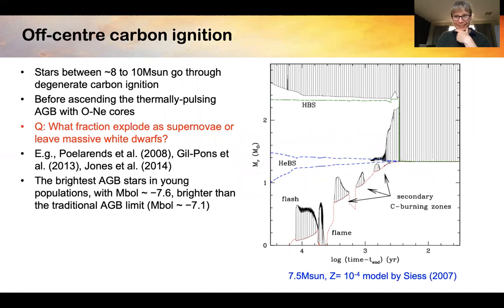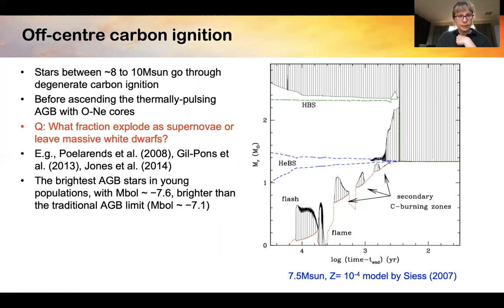However, they're difficult. Why is that? They go through off-centre degenerate carbon ignition at temperatures of maybe 800 million degrees Kelvin. This shows a Kippenhahn diagram for one of Lee and LCS's models, where the convective zones are highlighted. You have a carbon flash initially that leads to a carbon flame that eventually takes carbon burning through to the centre. Then you have off-centre carbon burning throughout the rest of what's now an oxygen neon core. We still don't really know what fraction explode as supernovae or leave massive oxygen neon white dwarfs.